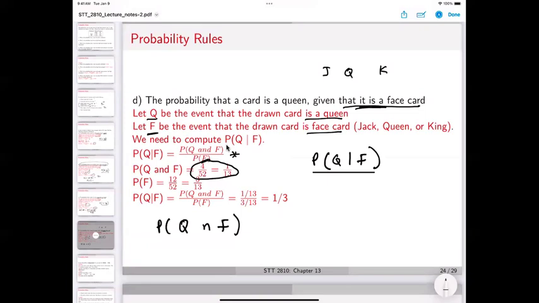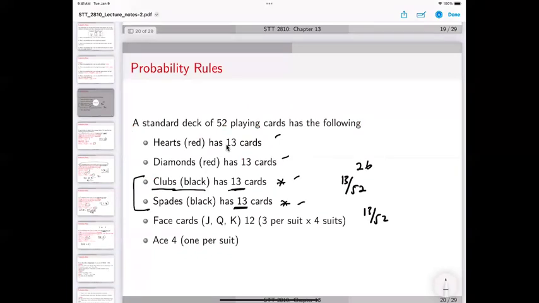Now, divided, the probability that it is going to be a what? A face card. So we have to know what a face card means. Like I told you, face card is what? I decided to write it here for you. Face card is jack, queen, and king.